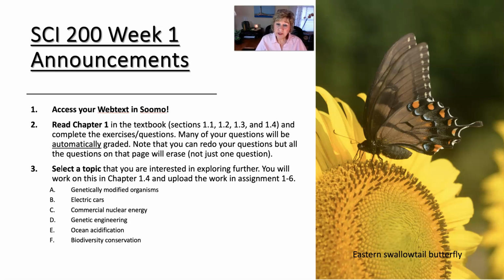Commercial nuclear energy. So we're getting back to a place where we need to look at different power sources because burning fossil fuels is creating climate change.